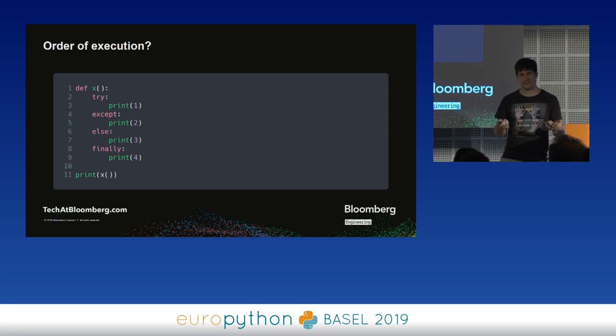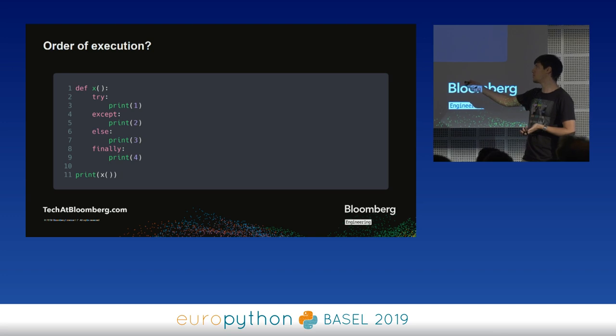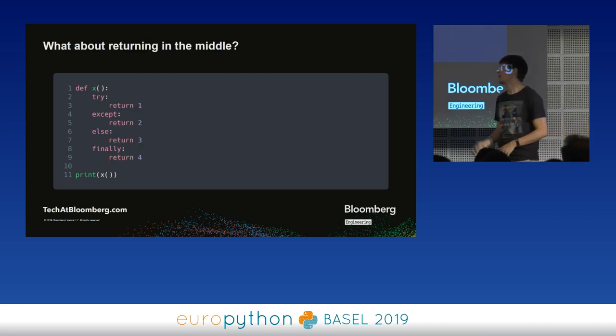If you wonder about the order of how this goes, this code, for example, will go through the try, print one, there's no exception that has been thrown, so this is not executed. Then you go through the else, print three, and then you go through to the finally, because we always execute the finally, and you print four. And it's like, Mario, everyone knows that, right? Okay, what does this return?